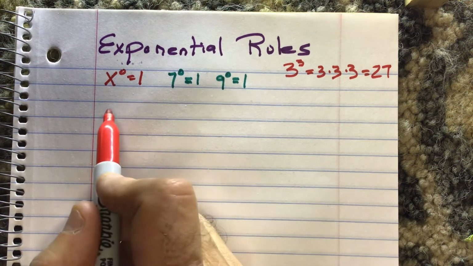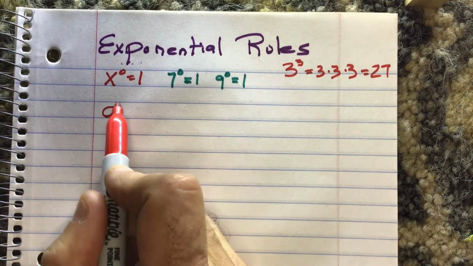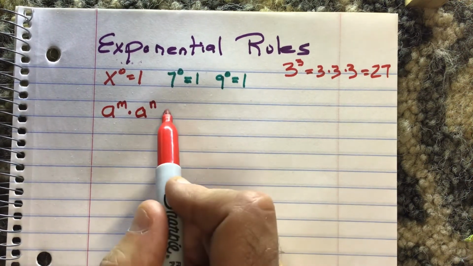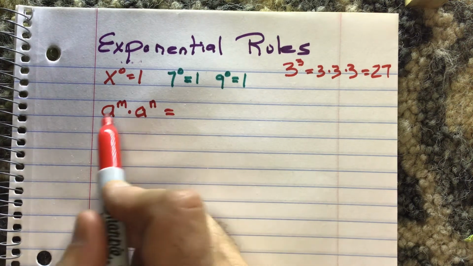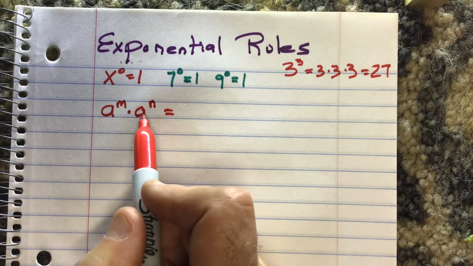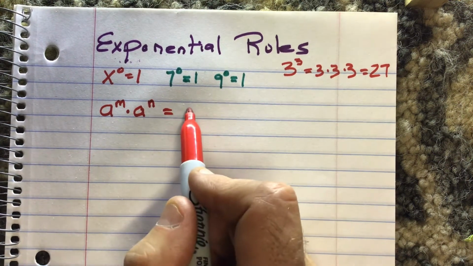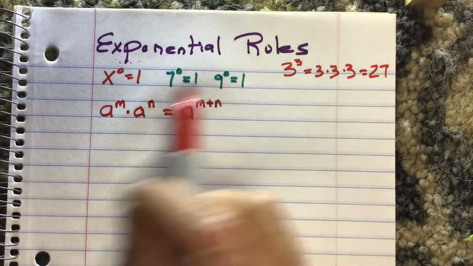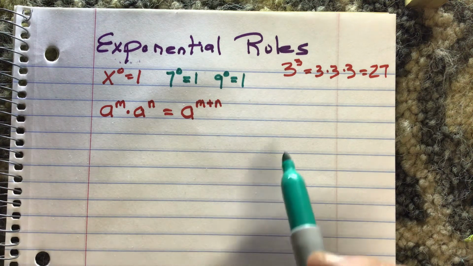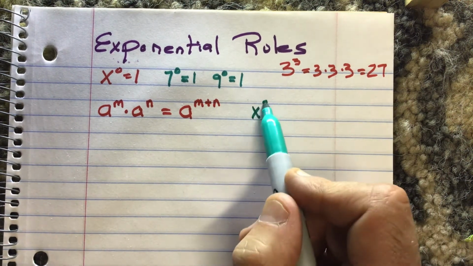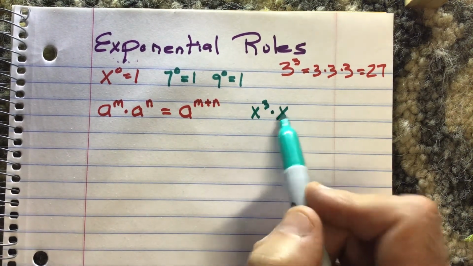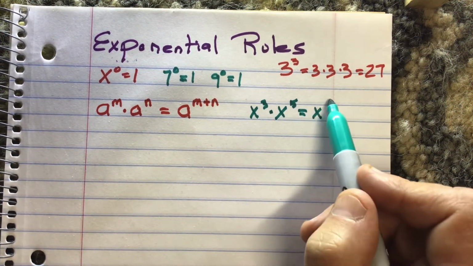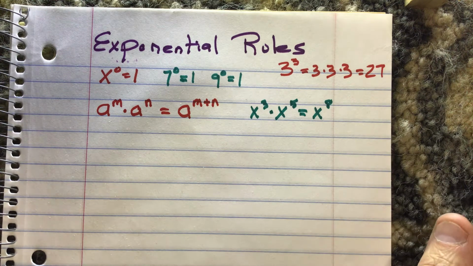The second rule is a to the m, this is in general terms, times a to the n. In this case, they have the same base, something raised to a power, and that same number raised to a different power. You would add the exponents, so a to the m plus n. That's in general. I'll give you an example. If you have x to the third, and you multiply it by x to the fifth, you will get x to the eighth. So you add the exponents.